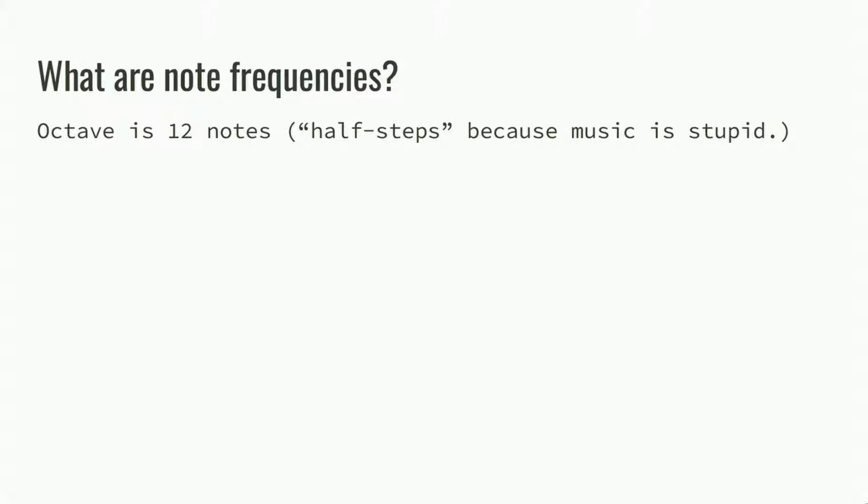Now, an octave is 12 notes, which are called half steps because music is stupid. I know we're in a music college. You can relate that it's stupid. All right, so each octave doubles in pitch, so it's going to just take the pitch and multiply it by 2.